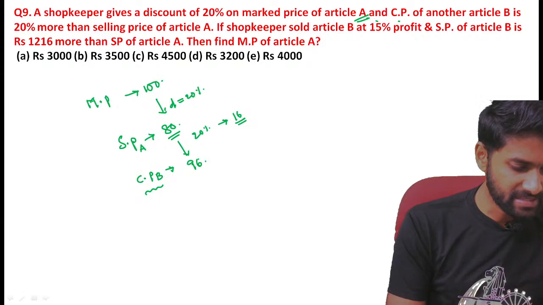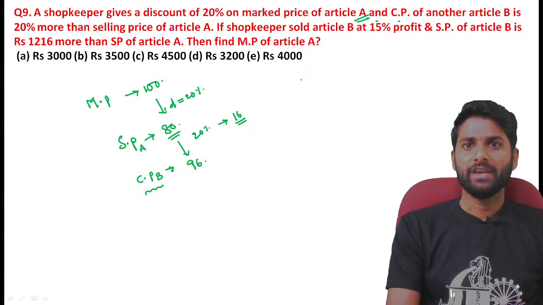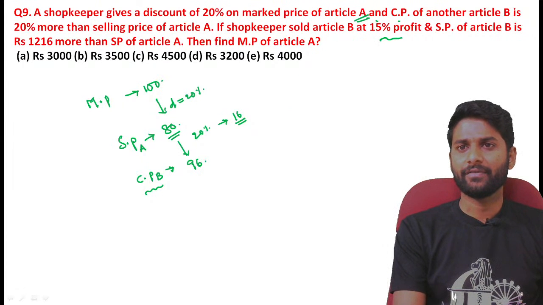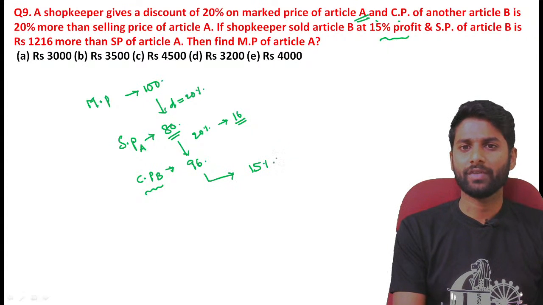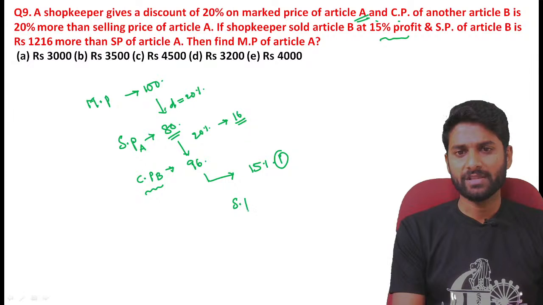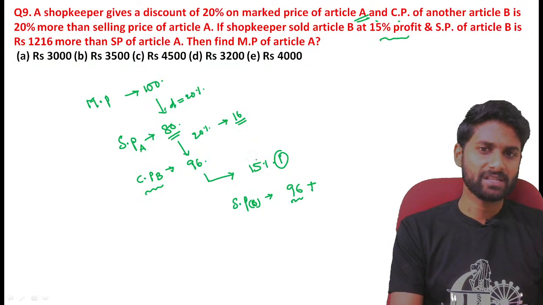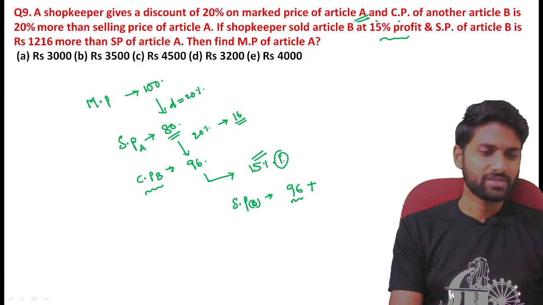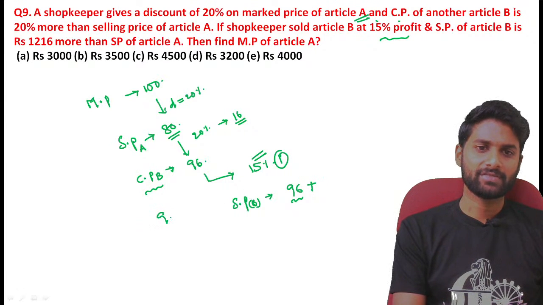The cost price of B is equal to 96 units, guys. Now just go through that. If the shopkeeper sold article B at a 15% profit, then the selling price of B is 96, the cost price, plus the profit of 15%. 15% means 10% and then 5%. 10% value becomes 9.6 and the 5% value becomes 4.8.